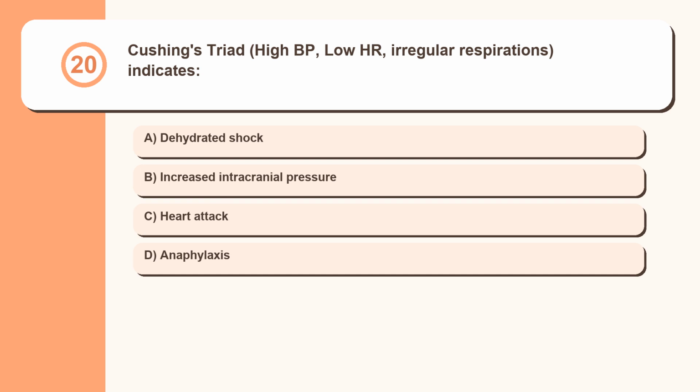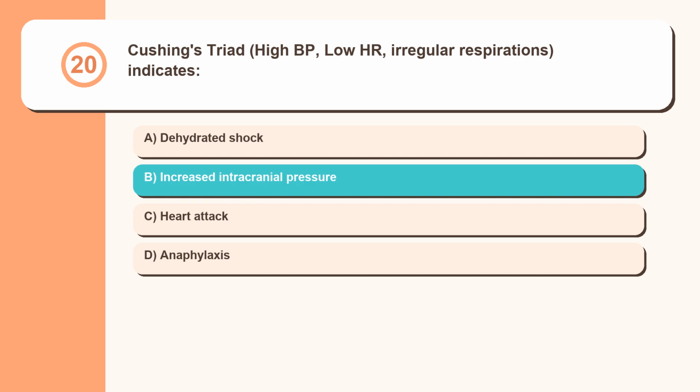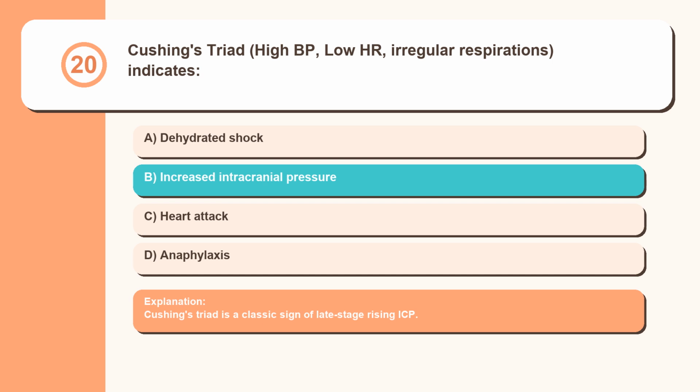Question 20. Cushing's triad, high BP, low HR, irregular respirations, indicates dehydrated shock, increased intracranial pressure, heart attack, anaphylaxis. Cushing's triad is a classic sign of late-stage rising ICP.